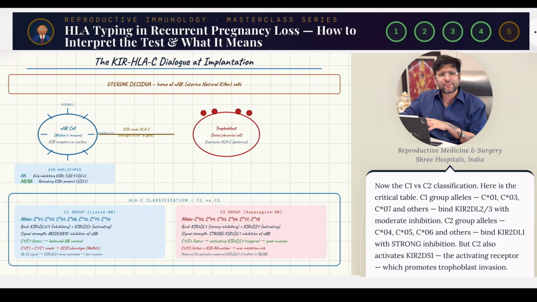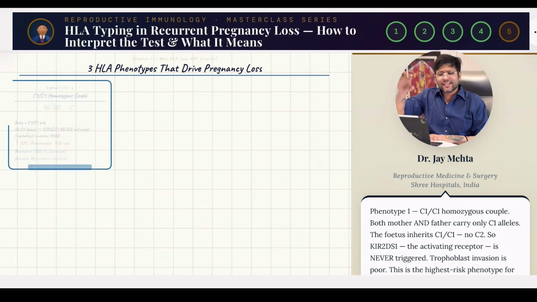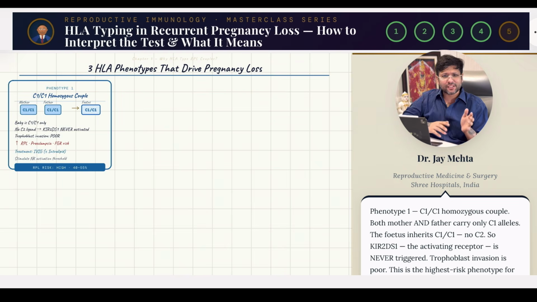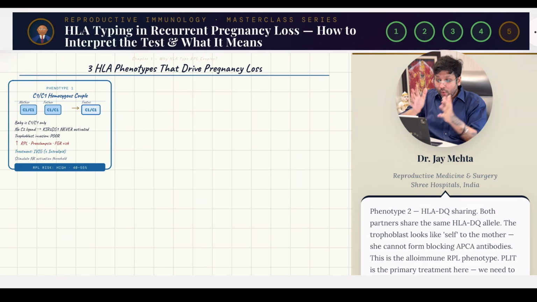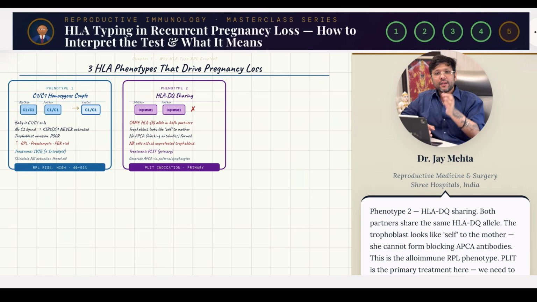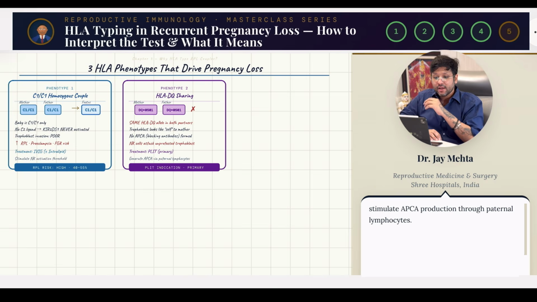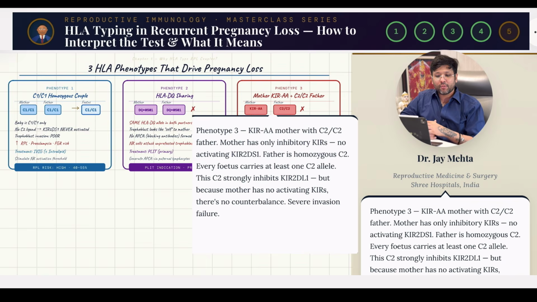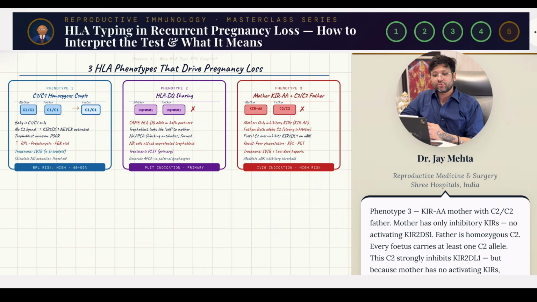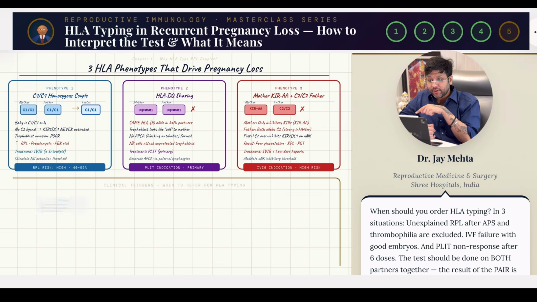There are multiple expressions inside this KIR, AA, BB, whatever. HLA-C has multiple expressions, C1C1, C2C2. We just need to keep this in mind because when there is a mistake in any of this, that means, when the mother is C1C1 and father is C1C1, the baby is also going to be C1C1. That is going to be a problem and can cause preeclampsia in the future. That causes poor implantation.